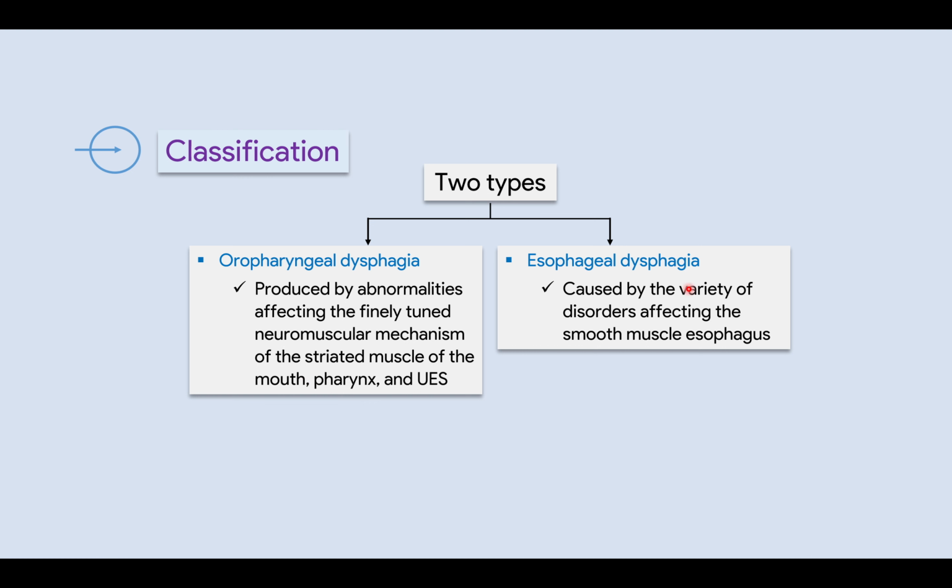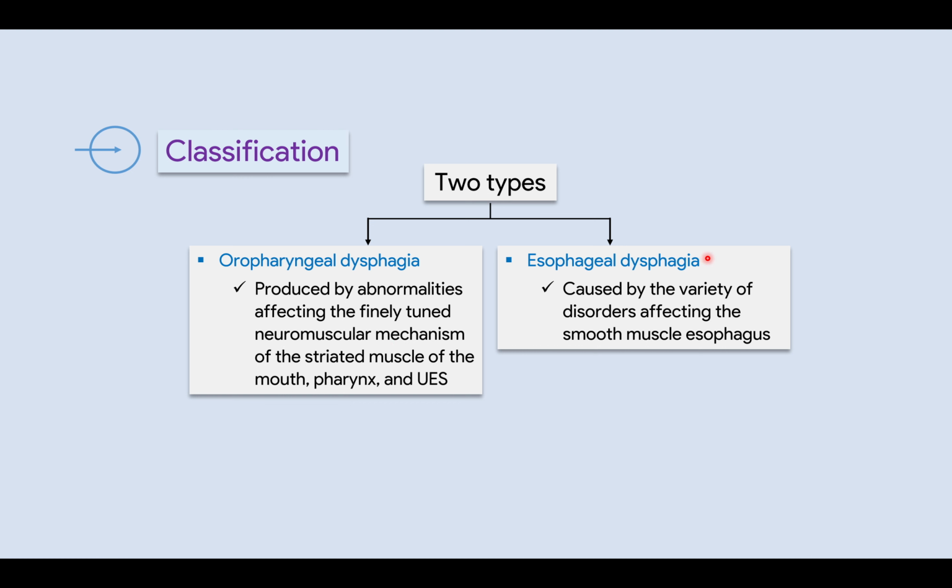And the second type is esophageal dysphagia. That means in this condition the esophageal phase is involved. So what do you mean by oropharyngeal dysphagia? It is produced by abnormalities affecting the finely tuned neuromuscular mechanism of the striated muscle of the mouth, pharynx and UES, the upper esophageal sphincter. As I explained in the previous slide, the pharyngeal phase is a very important phase and is neuromuscularly coordinated. Multiple complex systems are involved. Therefore, this dysphagia is caused by disease which affects the oral phase or the pharyngeal phase.